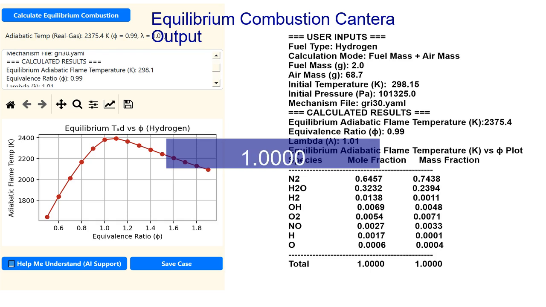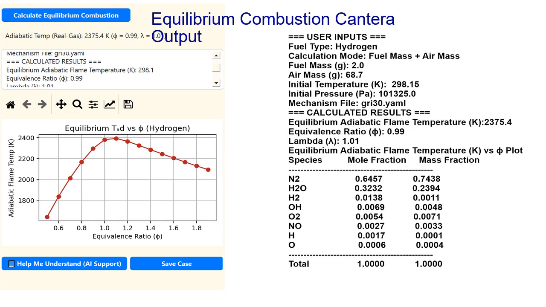Species, mole fraction, mass fraction: N2 0.6457, 0.7438; H2O 0.3232, 0.2394; H2 0.0138, 0.00110; then 0.0069, 0.0048; O2 0.0054, 0.0071; NO 0.0027, 0.0033; H 0.0017, 0.0001; O 0.0006, 0.0004; total 1.0000, 1.0000.